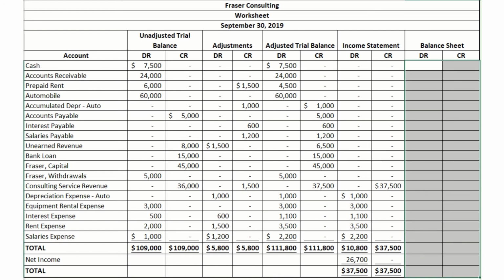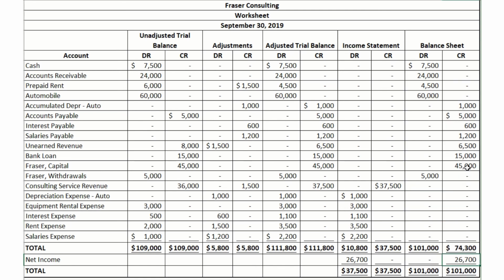The next item is to calculate your balance sheet. Our balance sheet would be all your assets, your liabilities, and your equity accounts. So now we have a total variance in those balance sheet accounts, again of the $26,700, which happens to be your net income, which means we've generated income, which means we will add that to our statement of owner's equity. So our capital account, once we've posted those closing entries, will increase by that same amount. So now we've got a balance on our balance sheet of $101,000 on both sides.